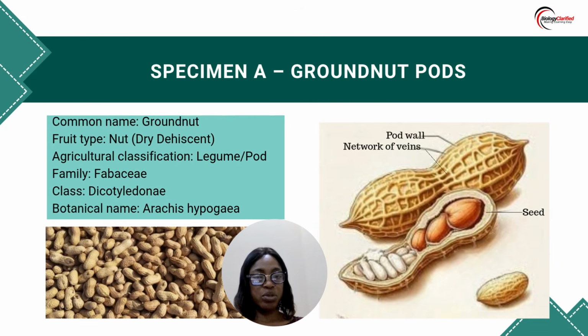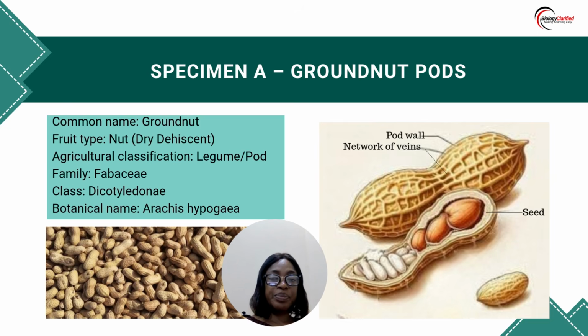Specimen A is groundnut pods. Groundnut pods, because it's going to be more than one groundnut pod that will be presented to you. The common name we all call groundnut pod is groundnut. The food type is nuts, a dry dehiscent fruit because it splits to open. Agricultural classification is legume or pod. It belongs to family Fabaceae.